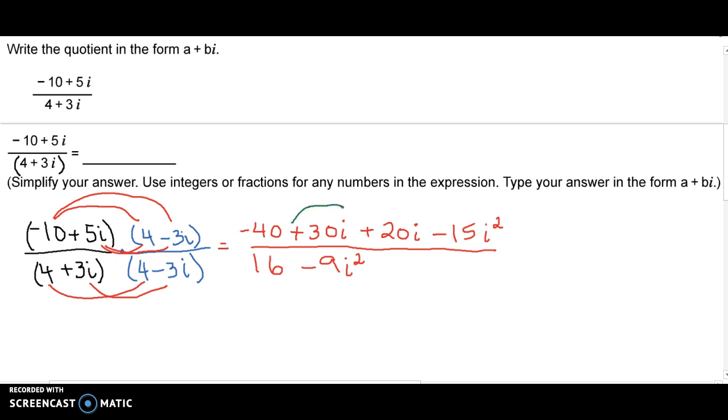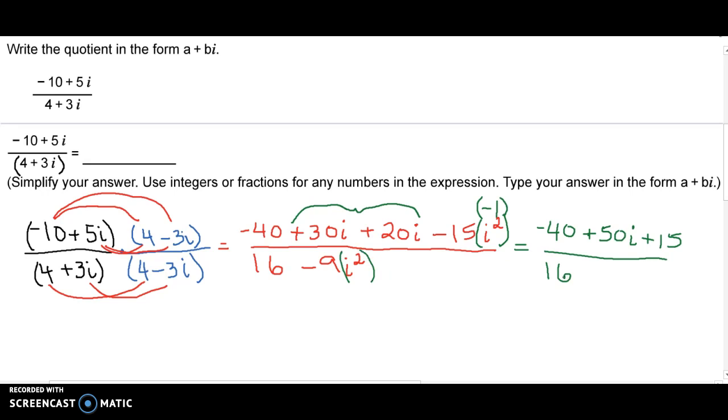The positive 30i on top can go with the positive 20i on top. Anytime you have i squared, we're going to change that to a negative 1. So it's going to become negative 15 times negative 1. So on top, we're going to have negative 40 plus 50i, and this is going to become plus 15. On the bottom, we're going to have 16. Again, i squared becomes negative 1, so this is going to become 16 plus 9.